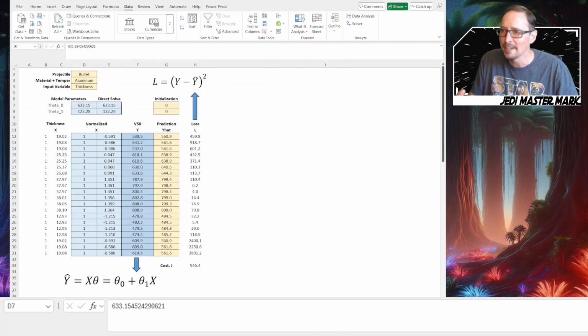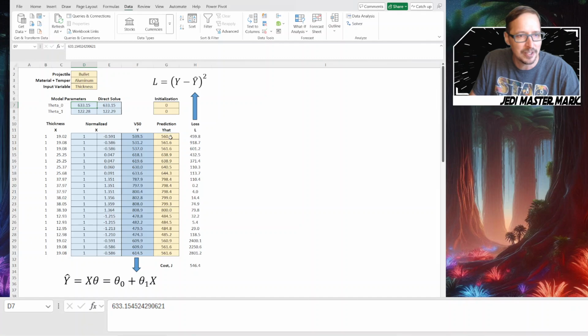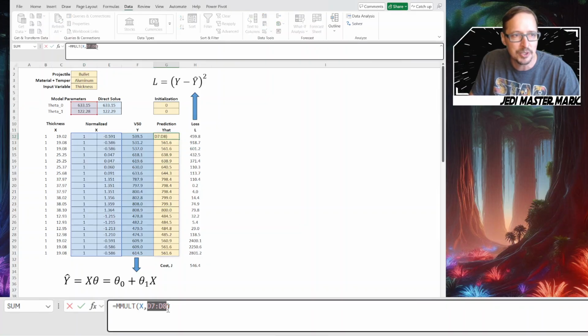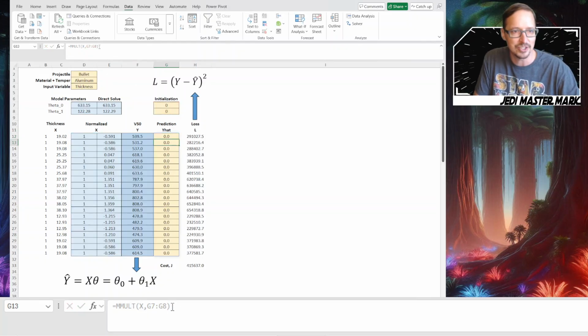But how does it work? So now we're going to step through what's actually going on. Before we do that, this prediction, again, is a matrix multiplication of x times theta. Let's set it back to these zeros. So this is going to be our initialization.